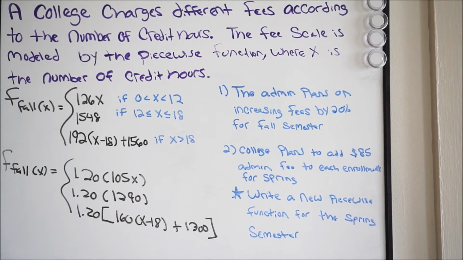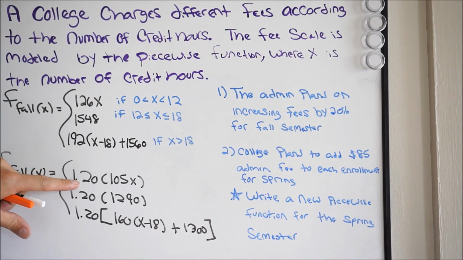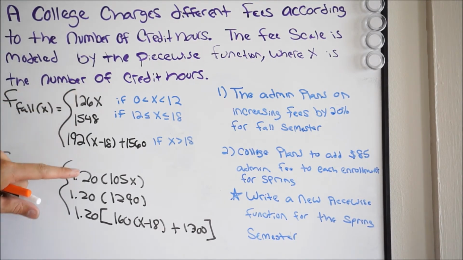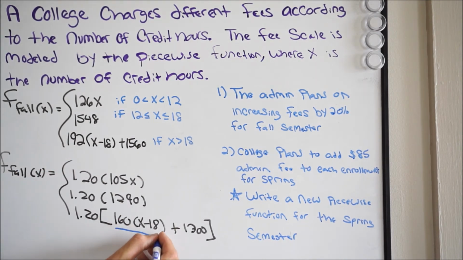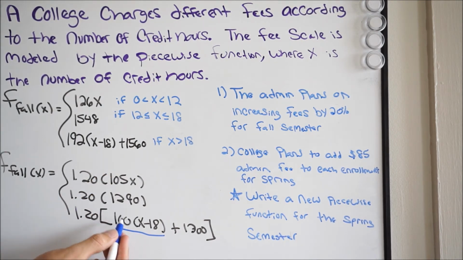All right, guys, so I went ahead and rewrote our function for the fall here. Again, all we had to do was multiply each one by 1.20, so I did that here. Just be careful with this one here. Remember, this whole part right here is going to be considered one term, so you only have to distribute this 1.20 one time. So I said 1.20 times 160, I got 192. I'm leaving that x minus 18 as is. And then same thing, you distribute 1.20 to 1300 and you get 1560. And I just went ahead and wrote the rules right here. So we're almost done here.